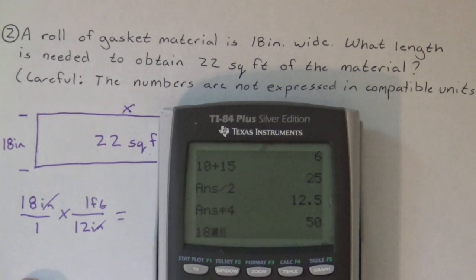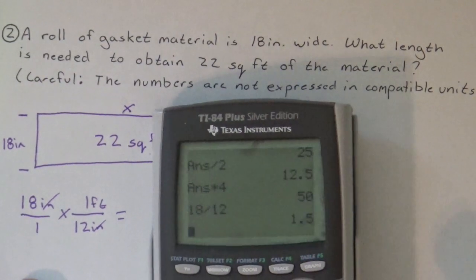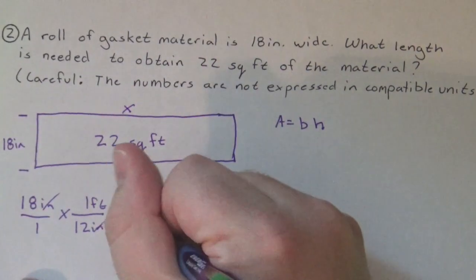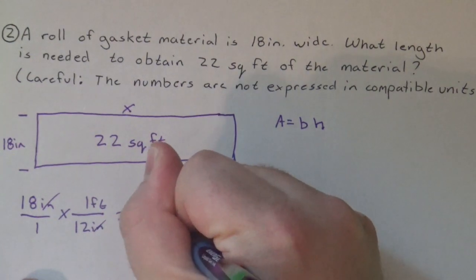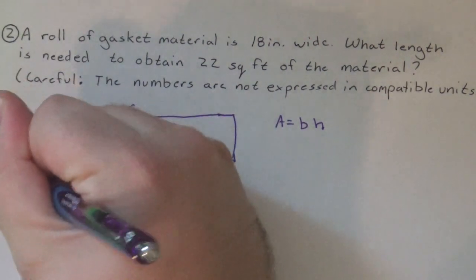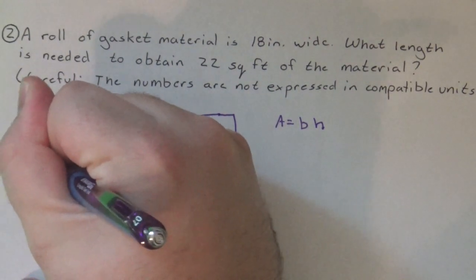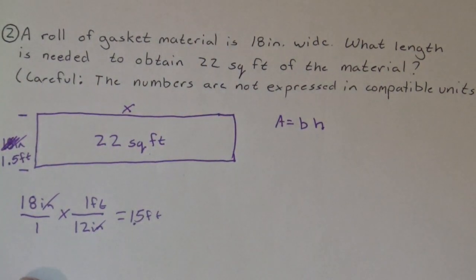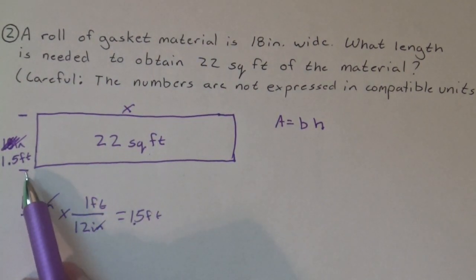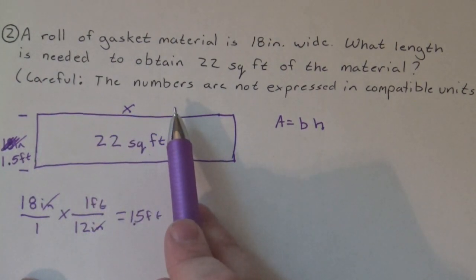Divide that by 12. And what do I get? I get 1.5. So this side is actually 1.5 feet. Okay, so I'm going to rewrite this over here. 1.5 foot. Now I've got something I can work with. I know that this is 1.5 foot. I'm trying to find X.